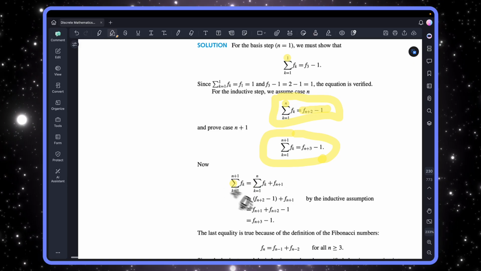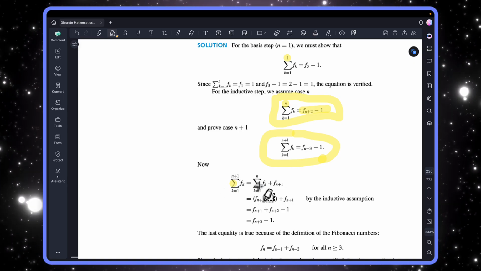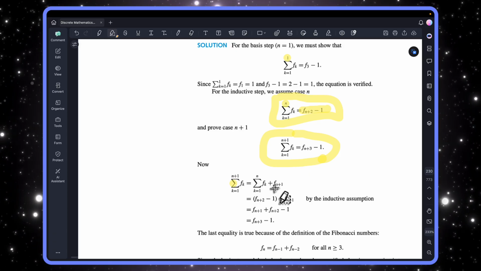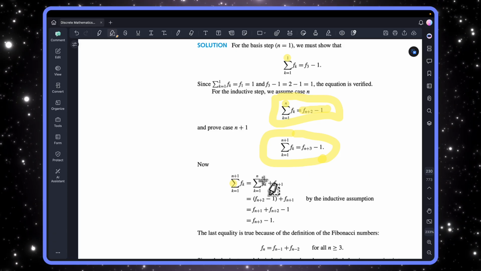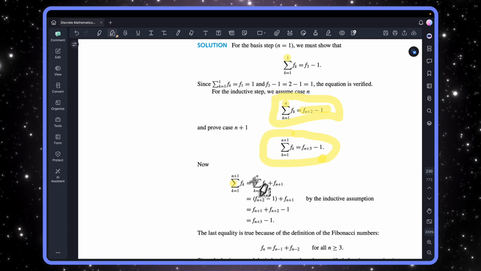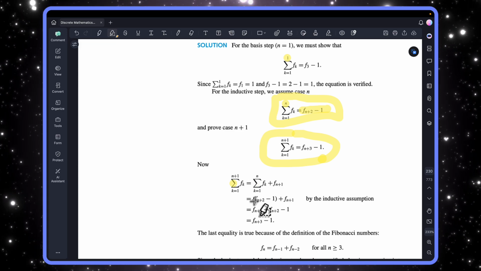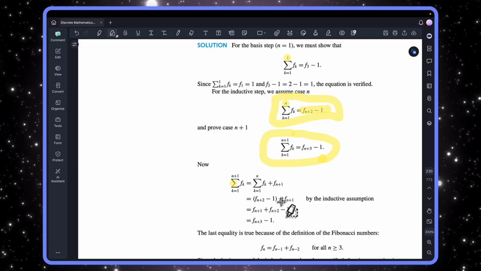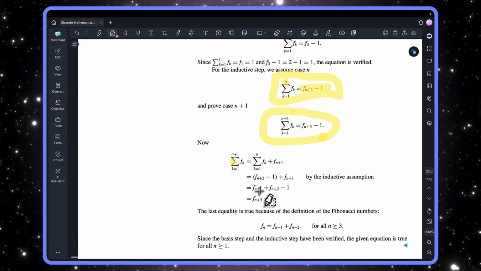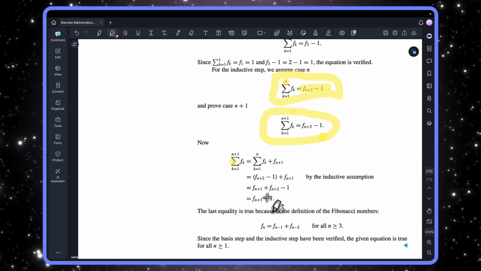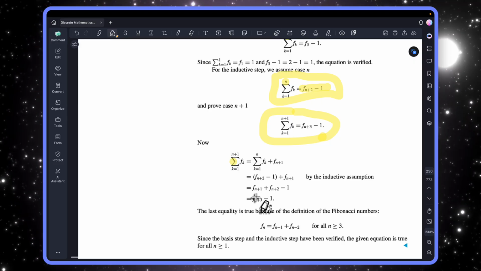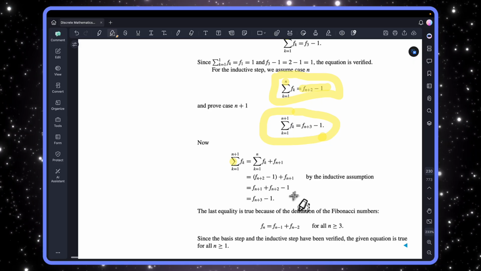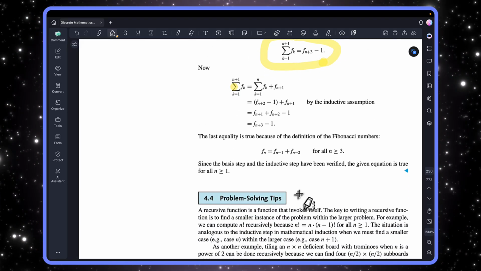Now, let's see what we have here. When you add these up, we get the sum from k equals 1 to n of f sub k plus f sub n+1. Now we can use our induction hypothesis to substitute here: f sub n+2 minus 1 plus f sub n+1. And what is that? That's the definition of the n+3rd term of the Fibonacci sequence, minus 1. And so we've proven our result.